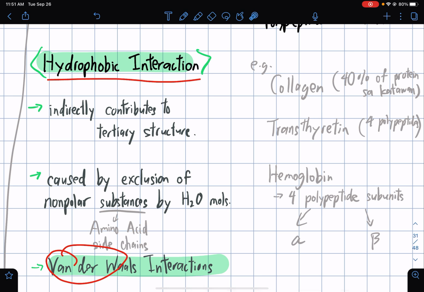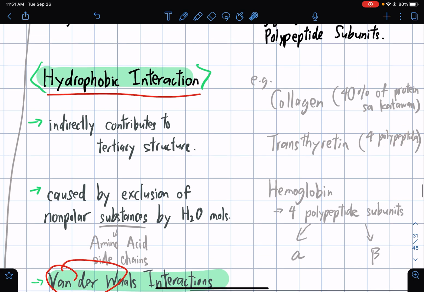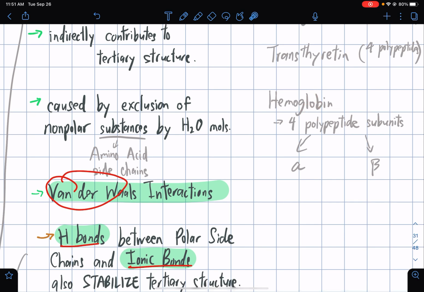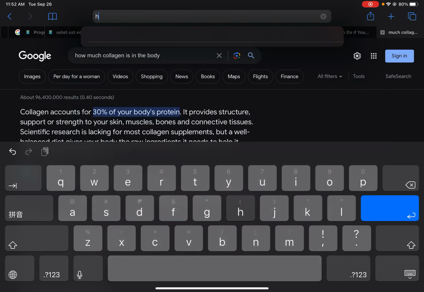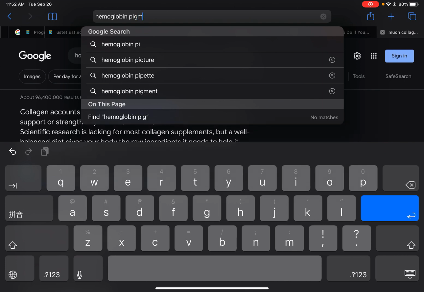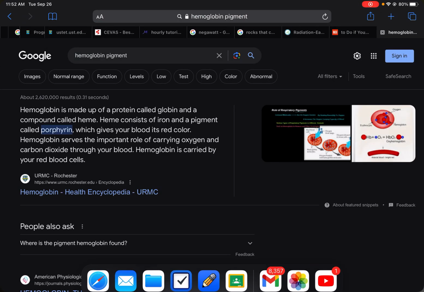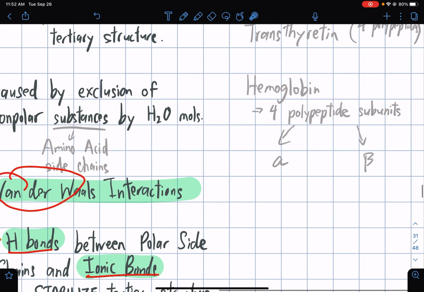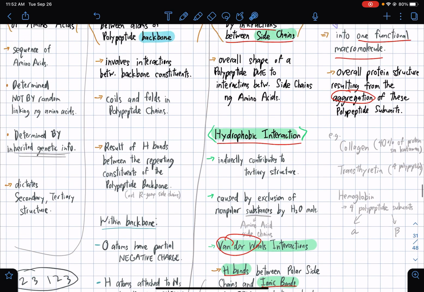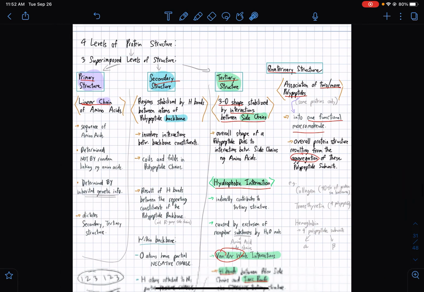So we have transthyretin. This is for the union of four polypeptides. Also hemoglobin, the one that makes your blood red because of a pigment called porphyrin. It's basically the red pigment in your blood, which is inside the hemoglobin. So basically, hemoglobin consists of four polypeptide subunits. You have alpha and beta. So that's it, I guess.